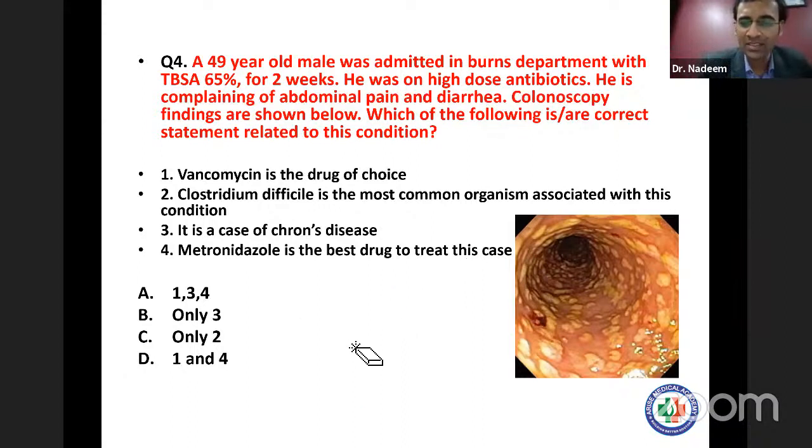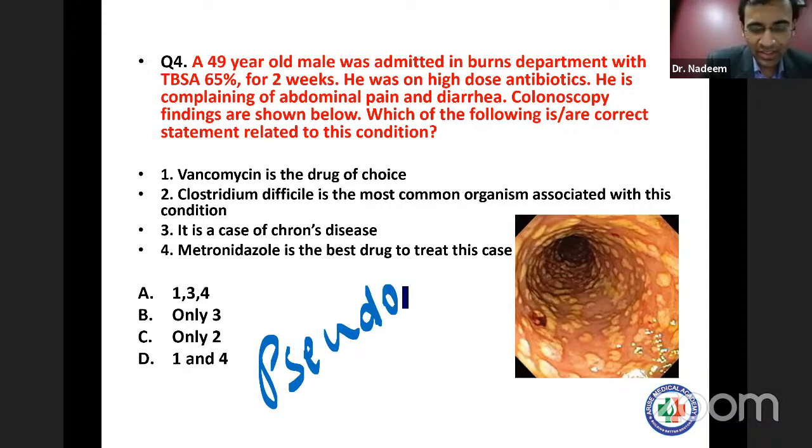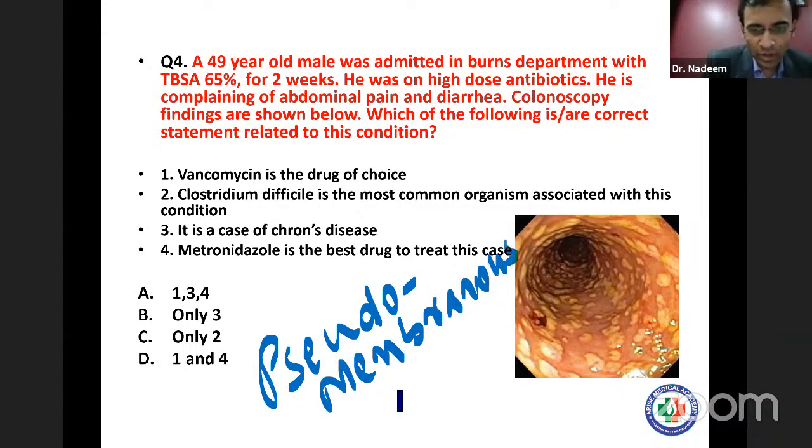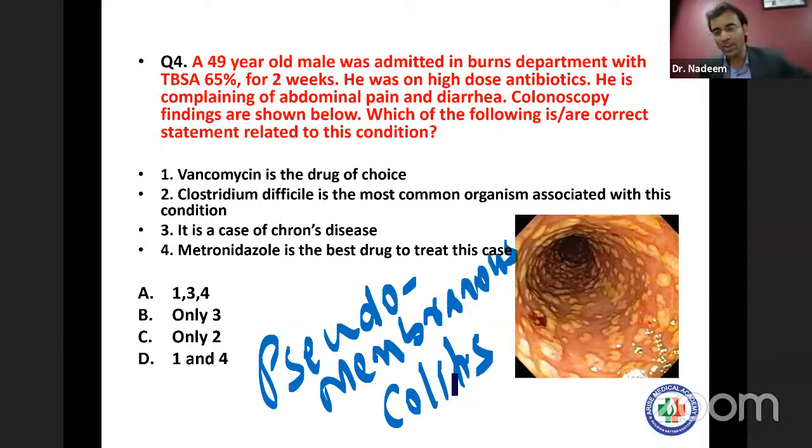This is called as pseudomembranous colitis. See, this is called as pseudomembranous colitis. Okay, pseudomembranous colitis.